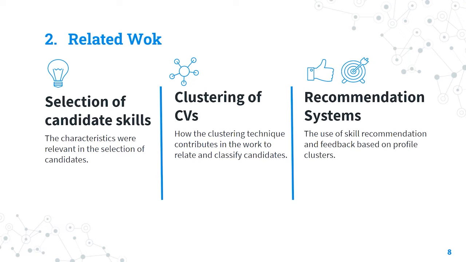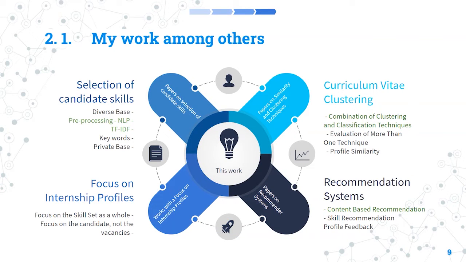The first one is selection of candidate skills, where the characteristics were relevant in the selection of candidates. Then we have the clustering of CVs, which is how the clustering technique contributes in the work to relate and classify candidates, and in the end the recommendation system, that is the use of skills recommendation and feedback based on profile clustering. And how my work is among the others.